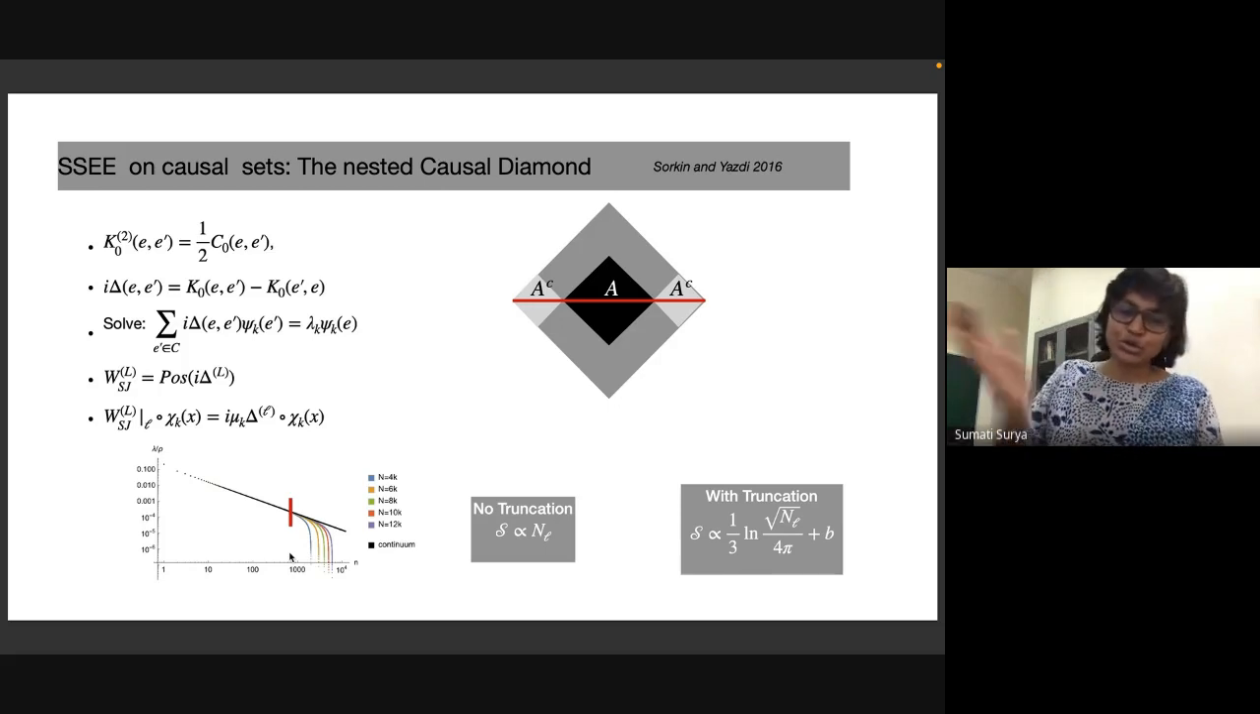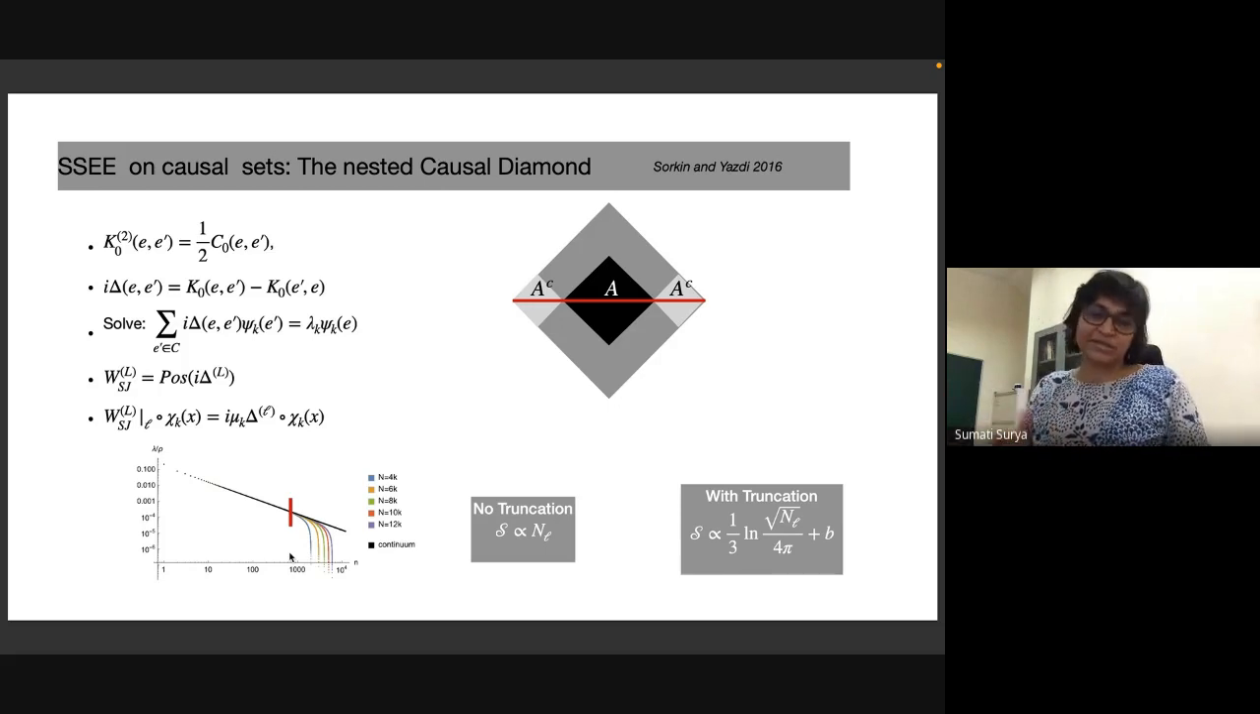This entanglement entropy does not give you an area law. However, when you do truncate and say, let's look at only that part that corresponds to the continuum, then that gives you back the Calabrese-Cardy formula in this two-dimensional case.